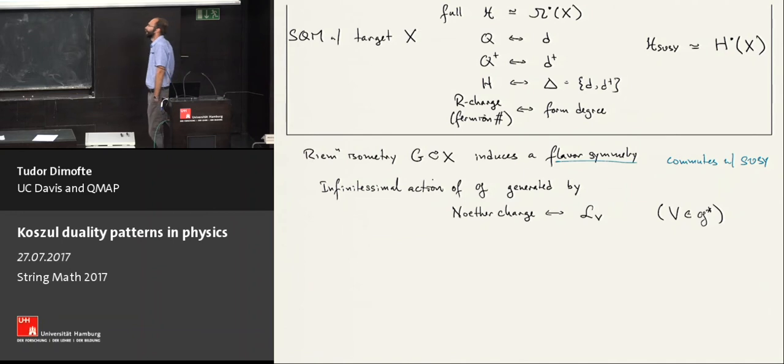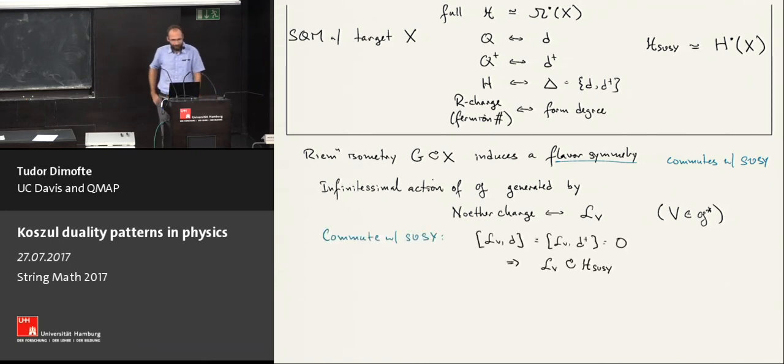So what happens in quantum mechanics when there's a flavor symmetry? Well, the infinitesimal action of this group geometrically is generated by Lie derivatives. In the physics, it's generated by Noether charges. These Noether charges, the Lie derivatives, commute with supersymmetry, which immediately implies that there should be an action of the Lie algebra on the supersymmetric Hilbert space.